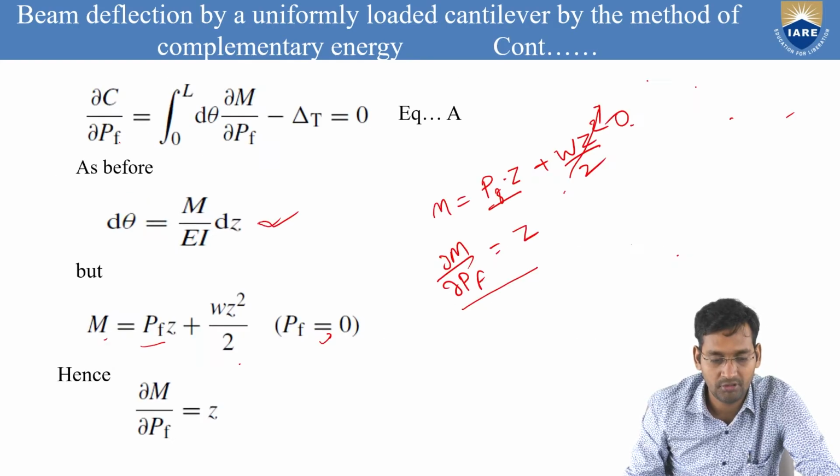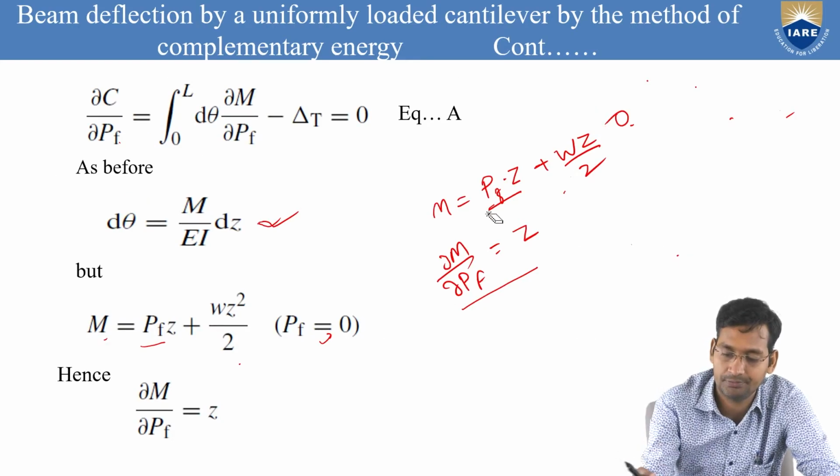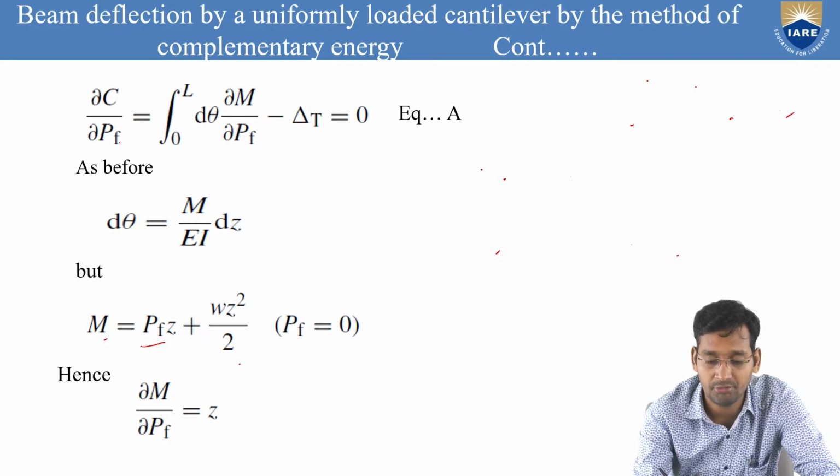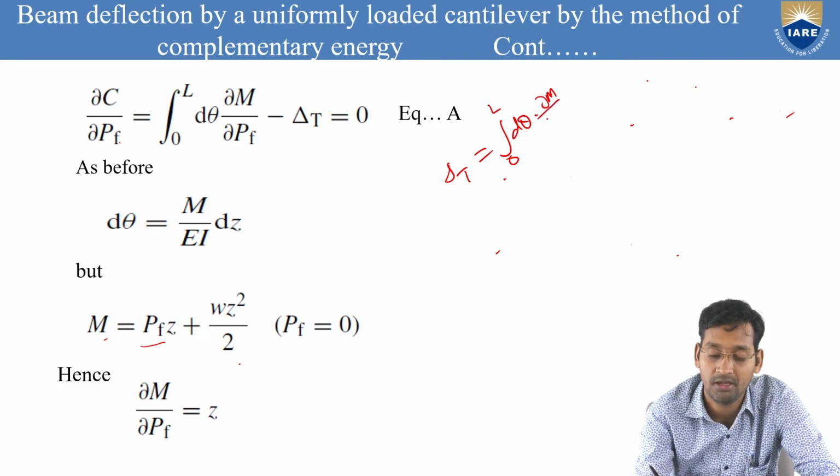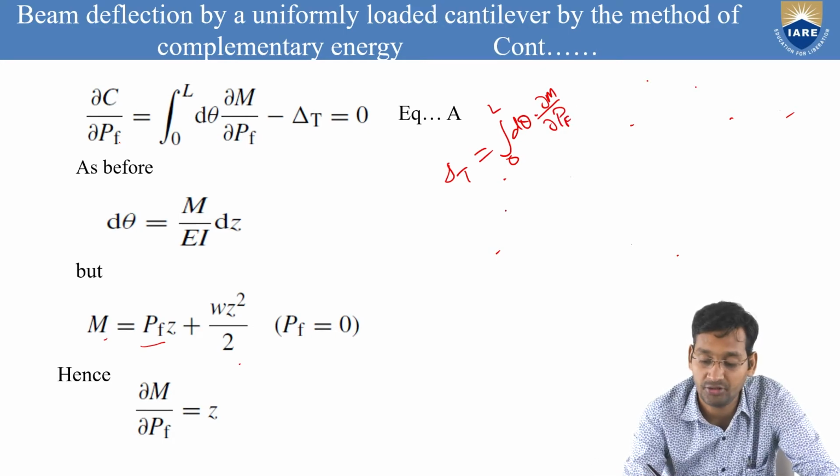So now what we will have? Let's see here. From here, what will we get? Delta T equals the integral from 0 to L of d theta into dou M by dou Pf. So this will be there. Right, now substituting the values.